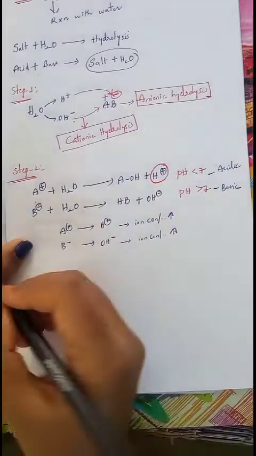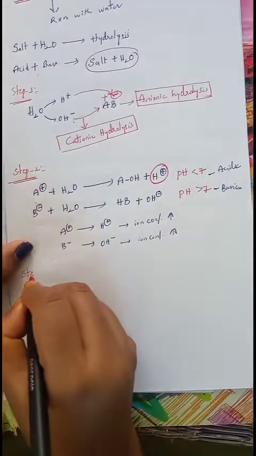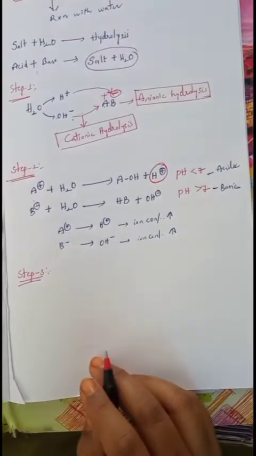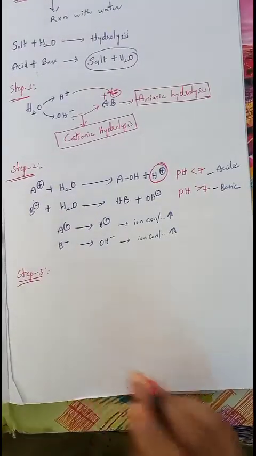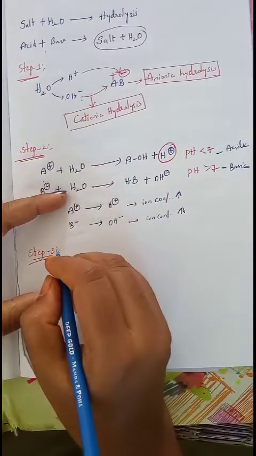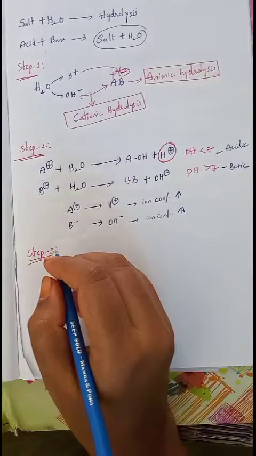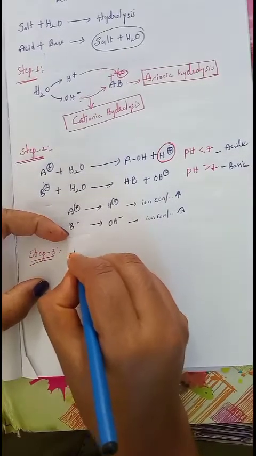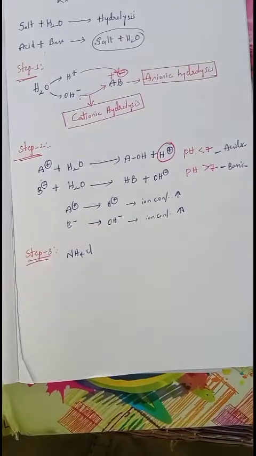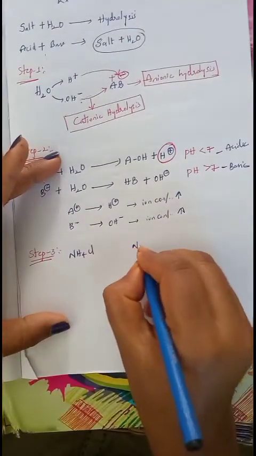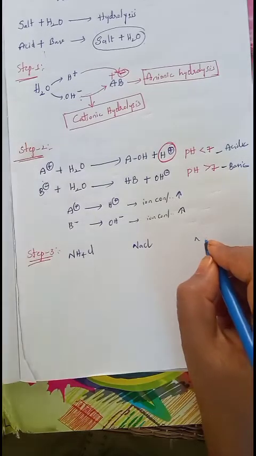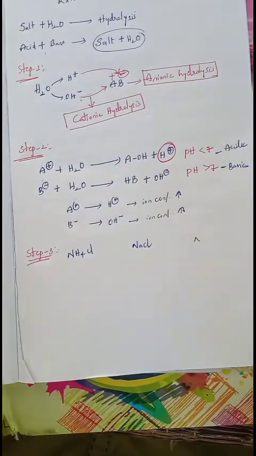And the third step is, based on the different types of salts, we have to find out whether it is undergoing complete hydrolysis or not. Here I am taking three different types of salts. First one, NH4Cl. Next one, NaCl. Another one is NH4Cl.